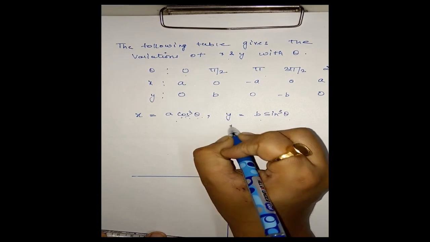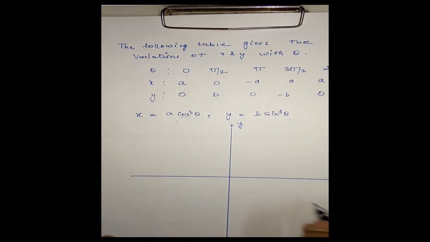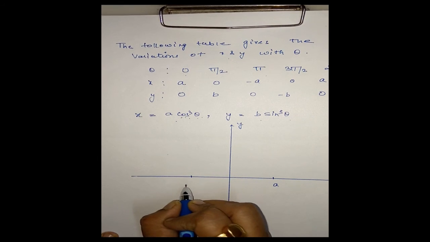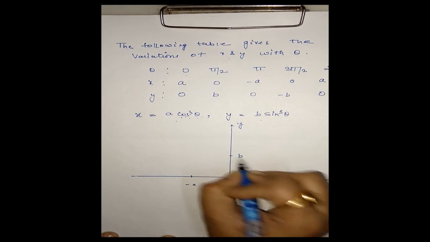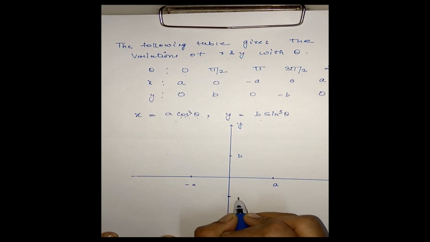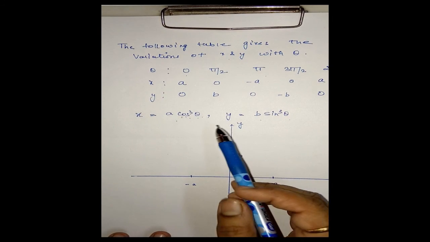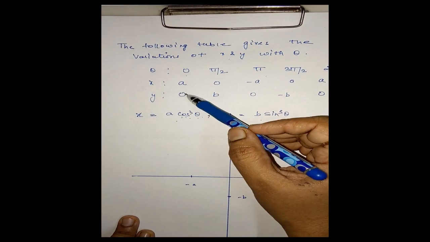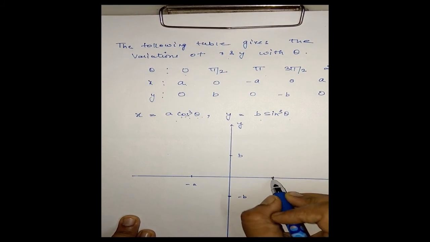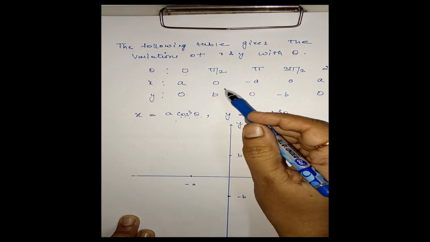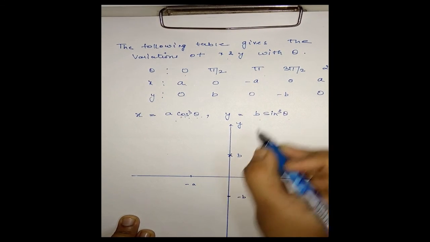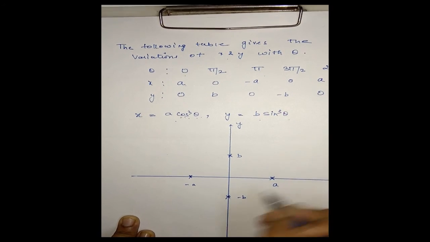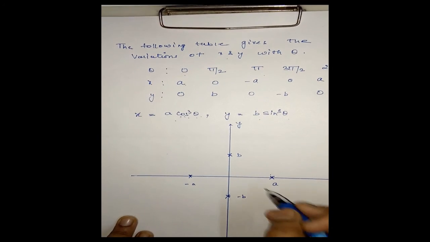This is my x-axis, this is my y-axis. Let this be the point A here, minus A here, B and minus B. Now the points are A0, this point, 0B, this point, minus A0, this point, 0 minus B, this point.